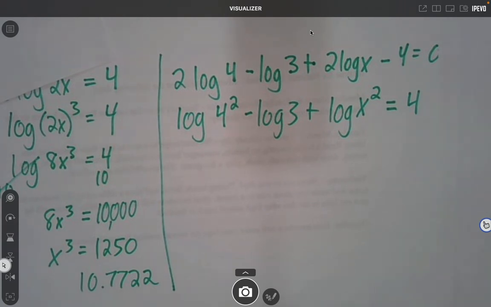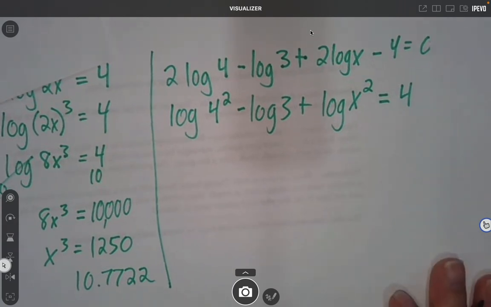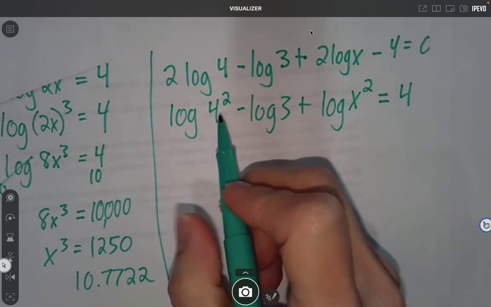Does that make sense? Because a variable cannot be in the exponent. Okay. On this one then, what is 4 squared?